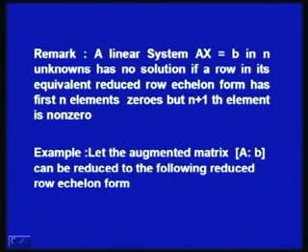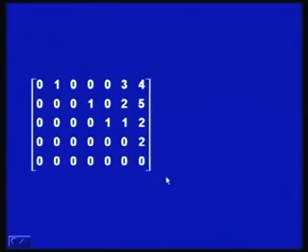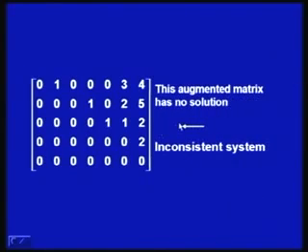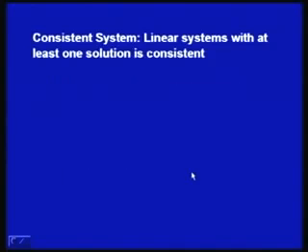Example is, let the augmented matrix AB be reduced to the following reduced row echelon form as this. Now you may notice that this particular row has all zeros except the last column as 2. Now this is an inconsistent system, because whatever be the values of x1, x2, xn you consider, that will not be equal to 2. So this system will not have any solution. So this augmented matrix has no solution, and we call such a system an inconsistent system.